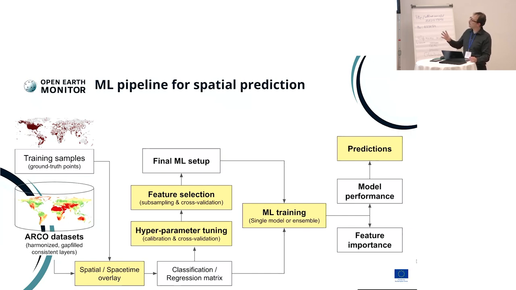But it's basically two moments. You have a moment to optimize the model, and another moment to go into production and apply this model to every single pixel of your study area. This study area can be global scale, national scale, continental scale, and of course it also depends on the spatial resolution and the time.